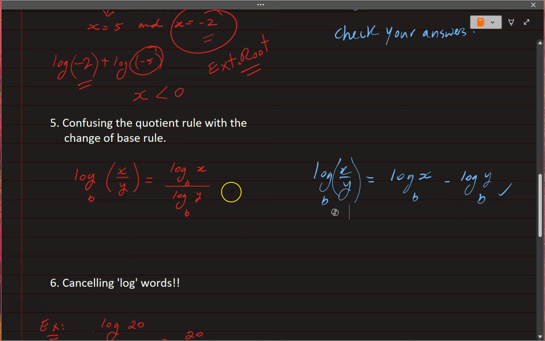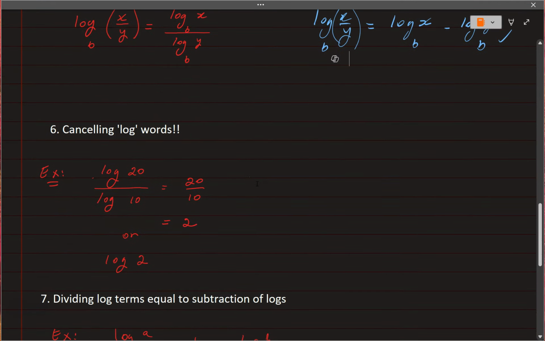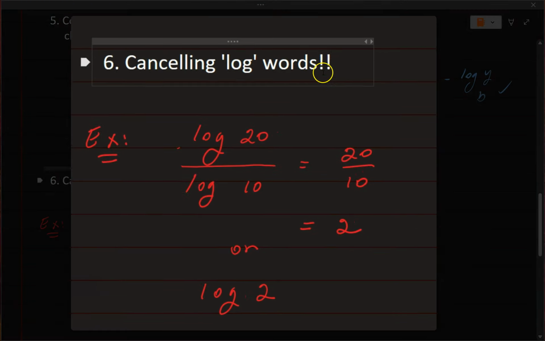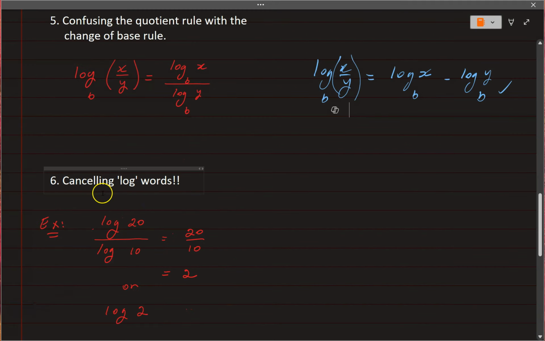All right, next one. This is so common, you will not believe, but it does happen. You may have done it yourself, but it's okay. It's common. In 27 years of teaching, I've seen this many times. Students sometimes feel that log is some kind of a factor, and they just cancel it. They really do. They just go ahead and log goes away, and it becomes 20 over 10, and the answer will be 2.